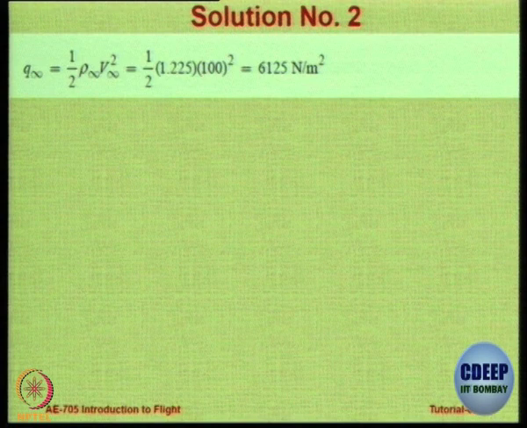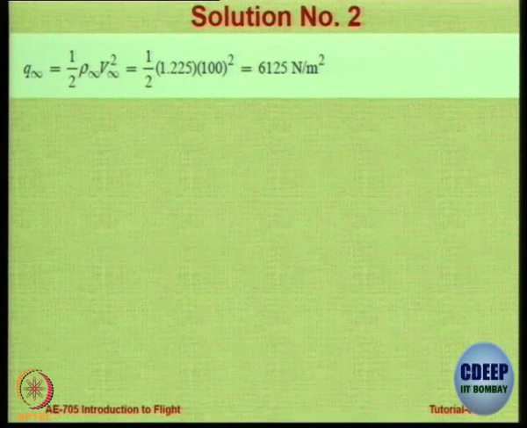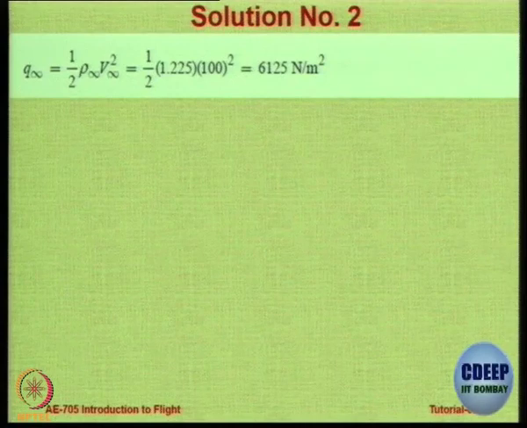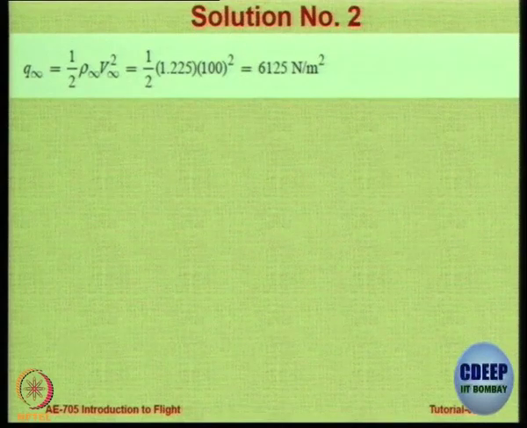Okay. So, the first thing you can do is to calculate dynamic pressure, which is half into rho infinity V infinity square. Since the conditions are sea level, density is 1.225 kg per meter cube, and the velocity is given as 100. So, this is the dynamic pressure.